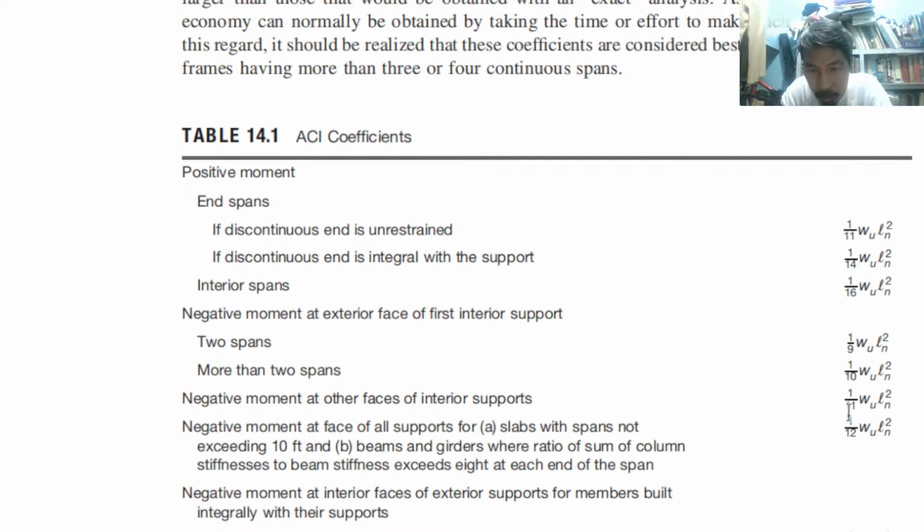So what is the value of the coefficient, 1 over 12? Next, the negative moment at interior faces of exterior support. First, look for the exterior support. We already know what the interior support is. It is very easy to locate the exterior support, and look at the interior faces. So where are those? I will show you.